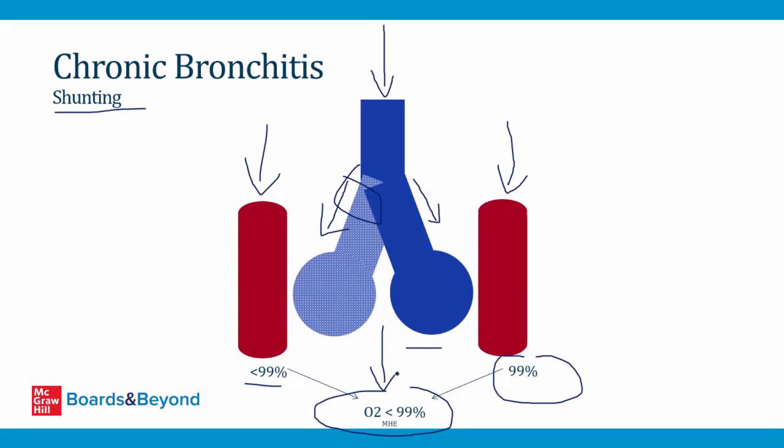Importantly, if you give oxygen to this patient, it won't help because you'll be adding oxygen only to the healthy alveolus, and it's already doing all it can in fully oxygenating hemoglobin. None of that oxygen will get to the unhealthy alveolus, and so this side will continue to be under-oxygenated, and that's shunting, which you can see in chronic bronchitis.